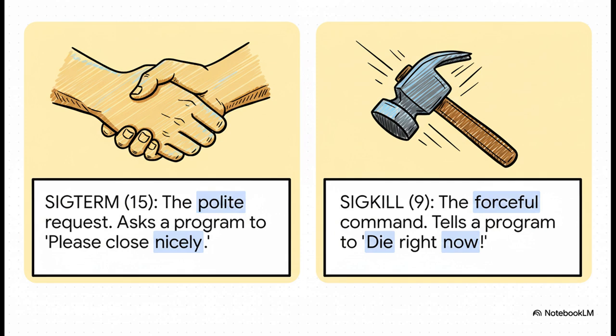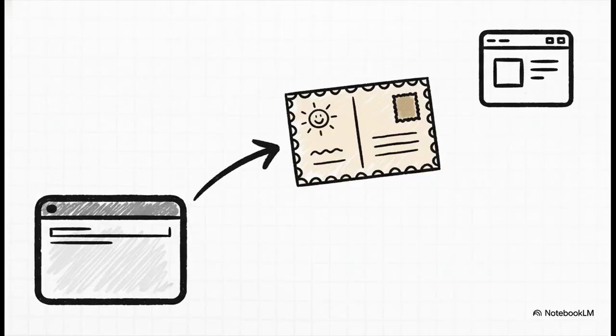But on the other side, you have SIGKILL. And yeah, that's the hammer. It doesn't ask, it demands. It tells the program to stop, right now. And here's the crucial part. A program can actually be written to ignore the polite SIGTERM handshake, but no program, I mean no program, can ignore the SIGKILL hammer.